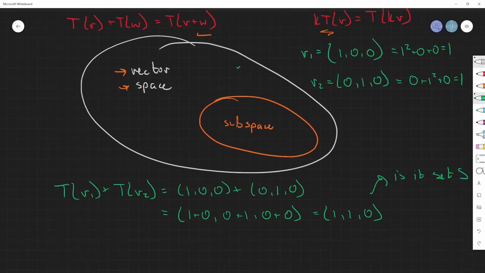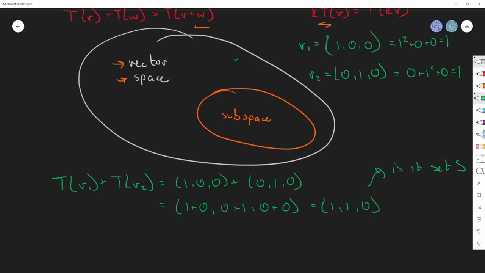To check if it's in set S, again, we have to check if this condition is satisfied. You're going to see that it doesn't satisfy the condition, because you have 1 squared plus 1 squared plus 0, so that'll be 1 plus 1, which is 2. The condition for this vector is that it has to equal 1, but it's not, since 2 is not equal to 1. So what this means is that this set is not a subspace of R to the n.